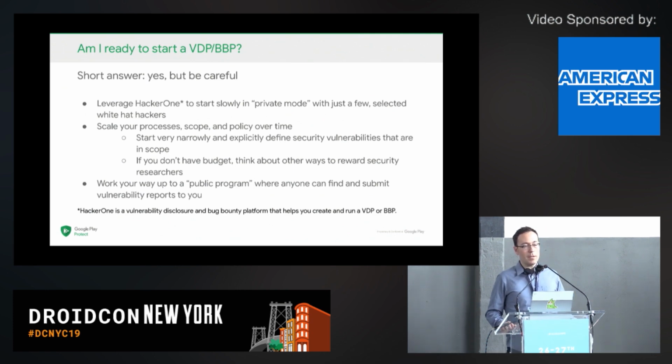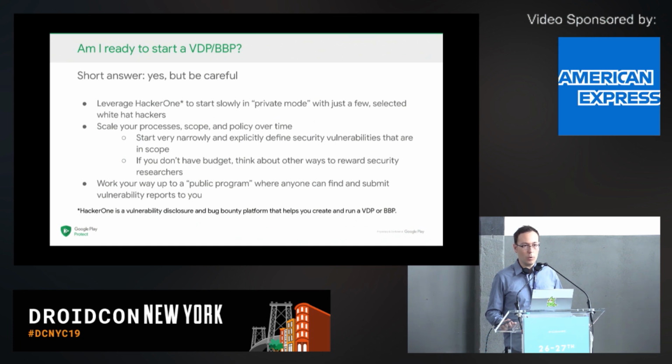You should also start very narrowly on what kind of security issues you accept, or what kind of privacy data breach issues you accept. If you've never set up a bug bounty program before, this helps you guide the amount of incoming tickets, both in quantity and also in quality. You kind of know what you're expecting. When we started the Google Play Security Rewards program, we only had, I think, two different security issues in scope.